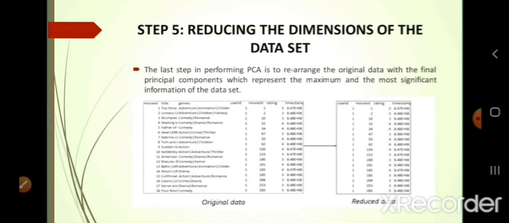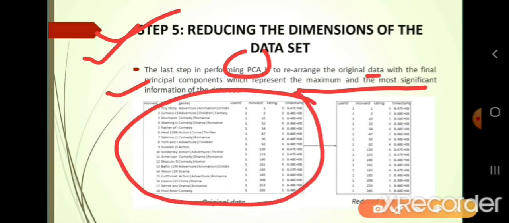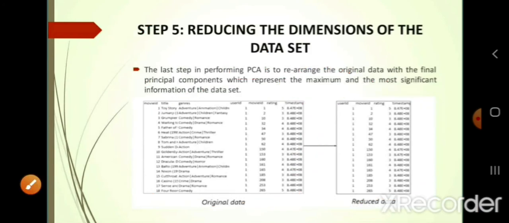Next, the last step is reducing the dimension of the given data set. The last step of performing principal component analysis is to rearrange the original data with the final principal components, which will have the maximum and most significant information of the initial data set. Suppose this was the original data set. With the help of principal component analysis, we will get the data set in this form. This will be the most significant data set. Clear?